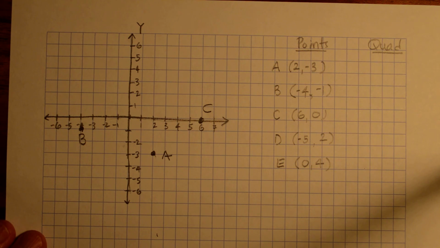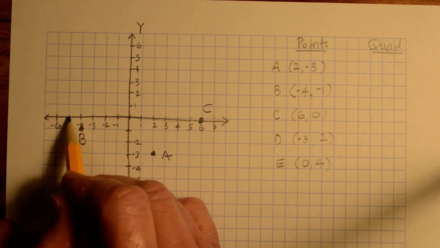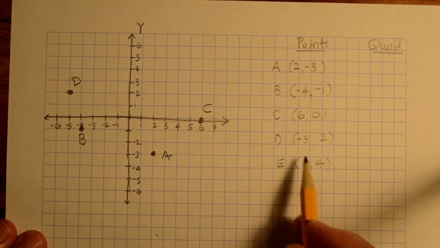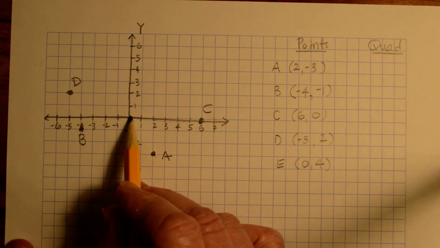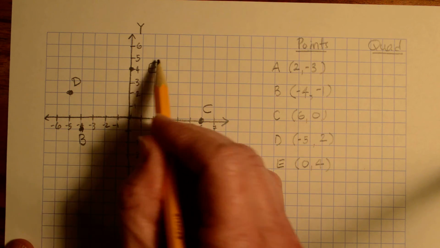Point D is start from the origin, go -5, so over to the left, and then +2 up. That would be D. And then point E is 0 on the x-axis, 4 on the y-axis. That would be right there.